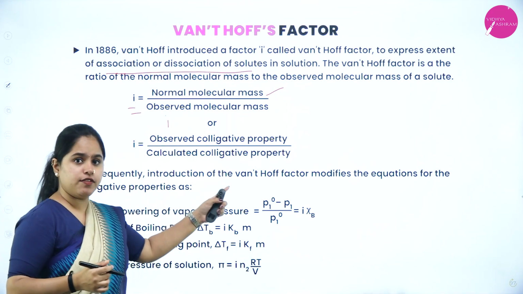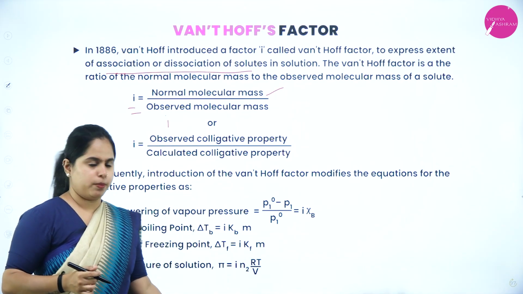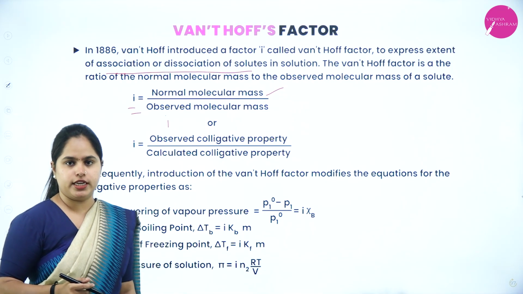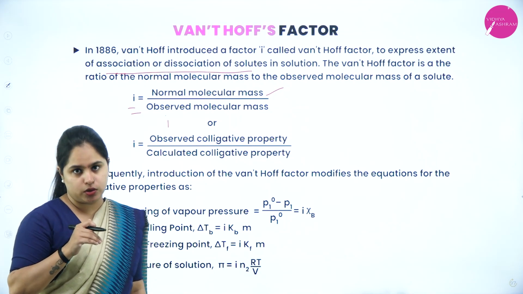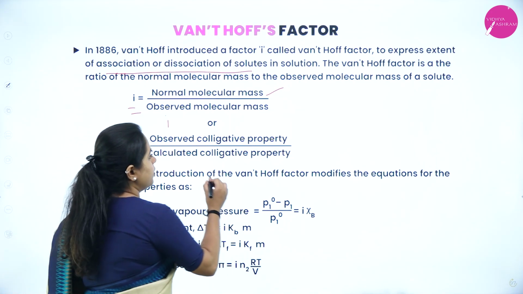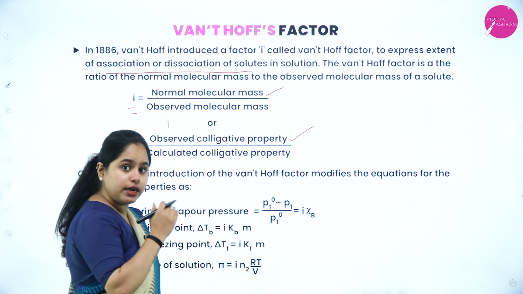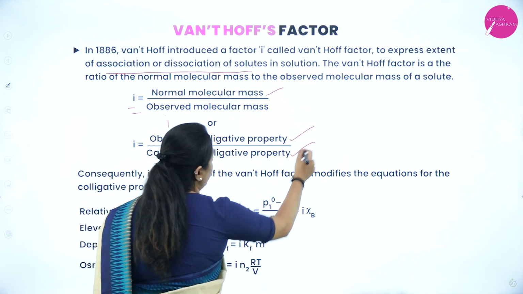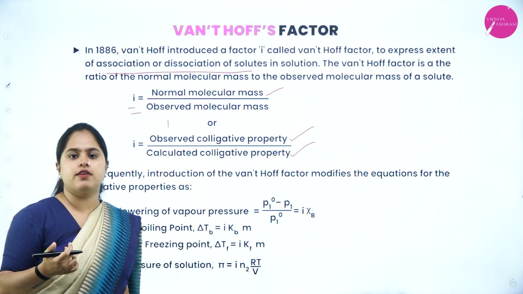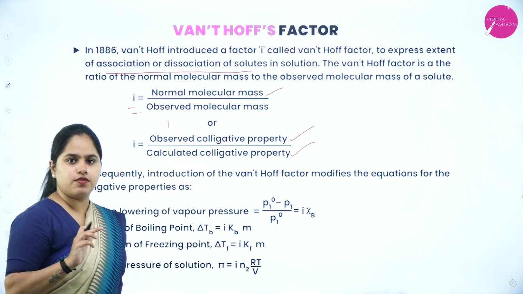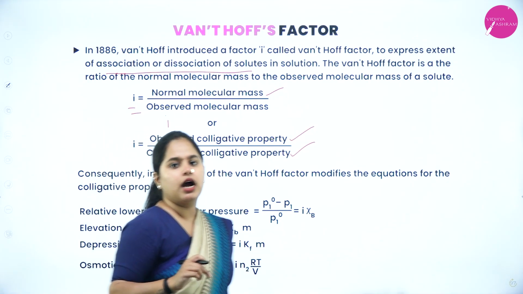And then another way is the observed colligative property by the calculated colligative property. We know that through colligative property calculations, we can calculate the molar mass, right? So the observed one divided by what you calculated, the ratio between them will give you the Vant Hoff factor. Either of these will give the Vant Hoff factor, right? I hope it is clear.